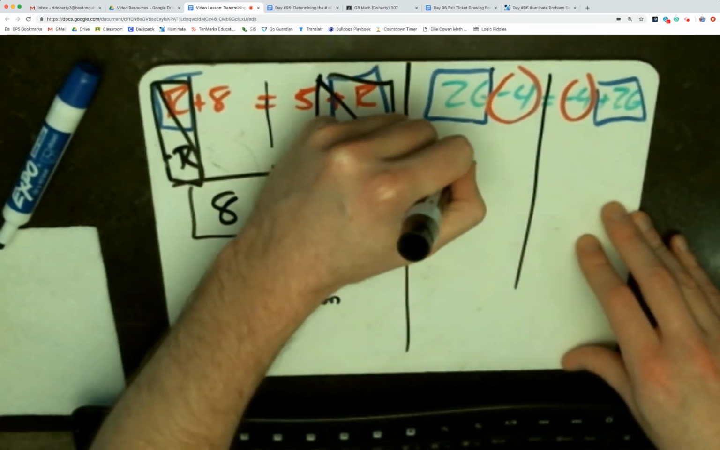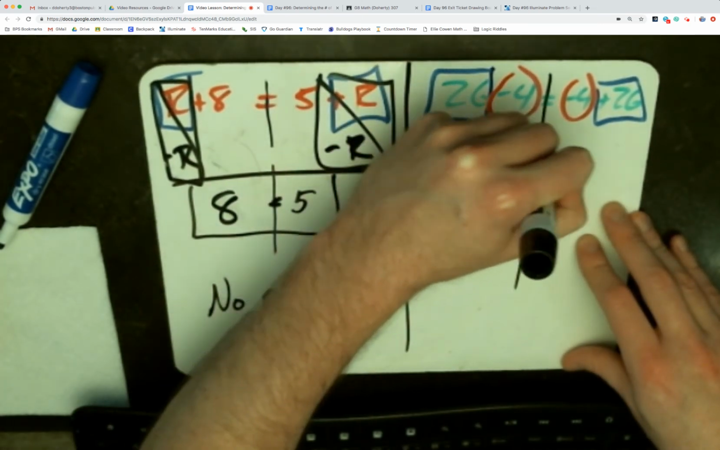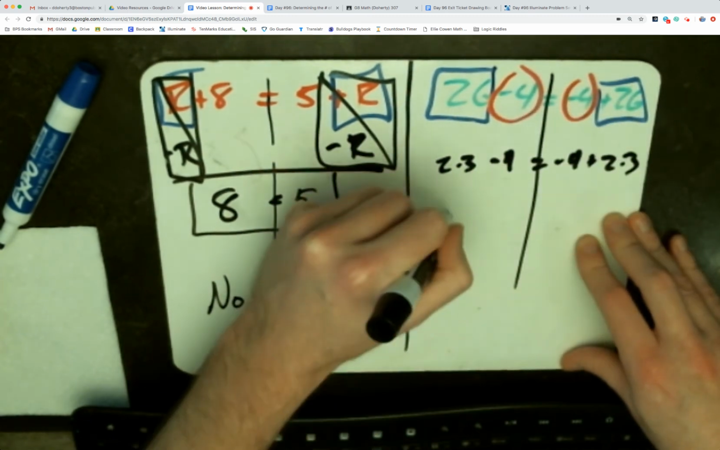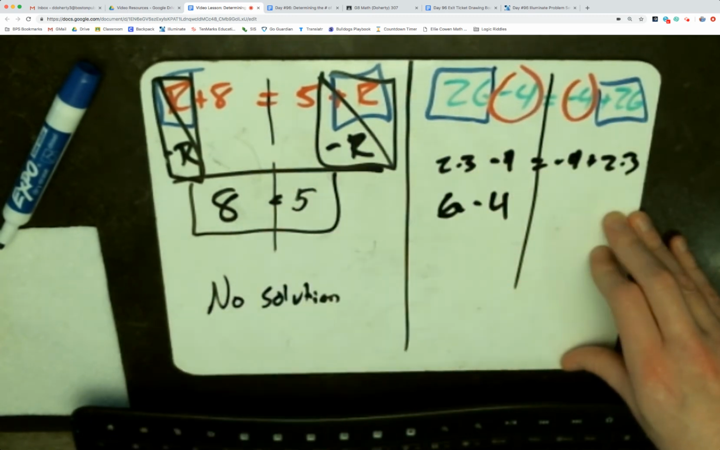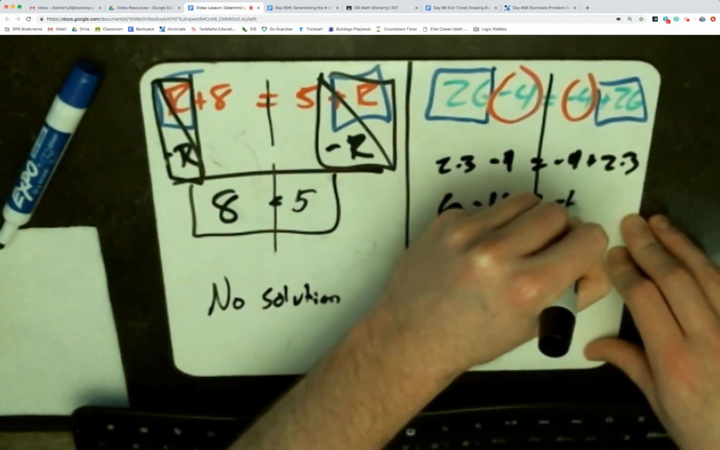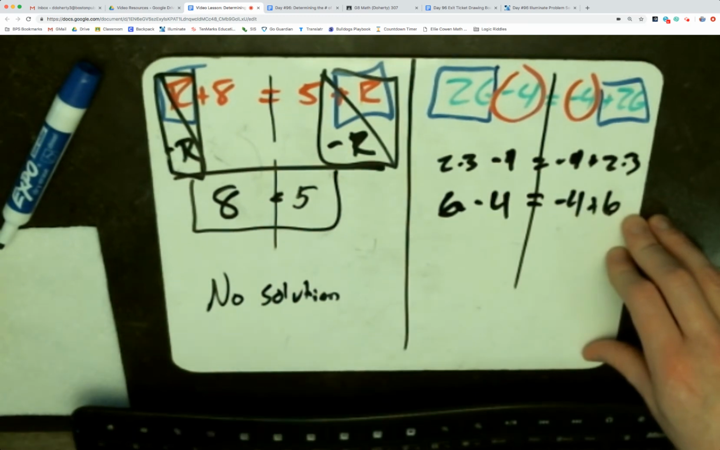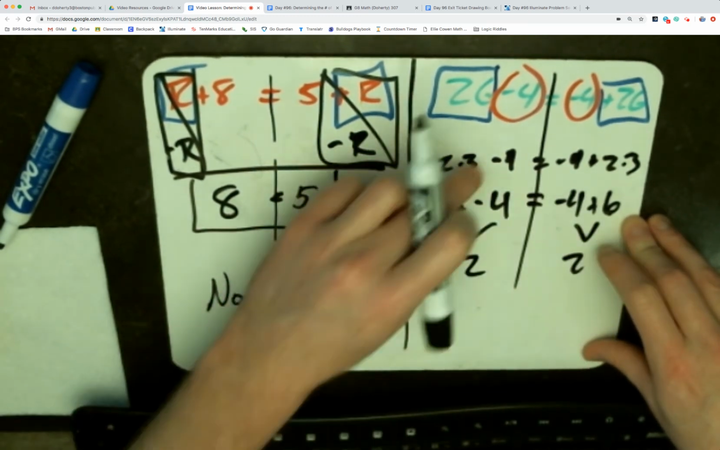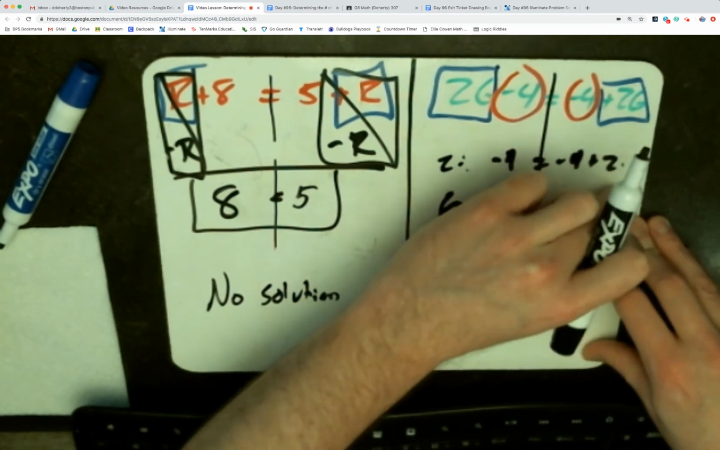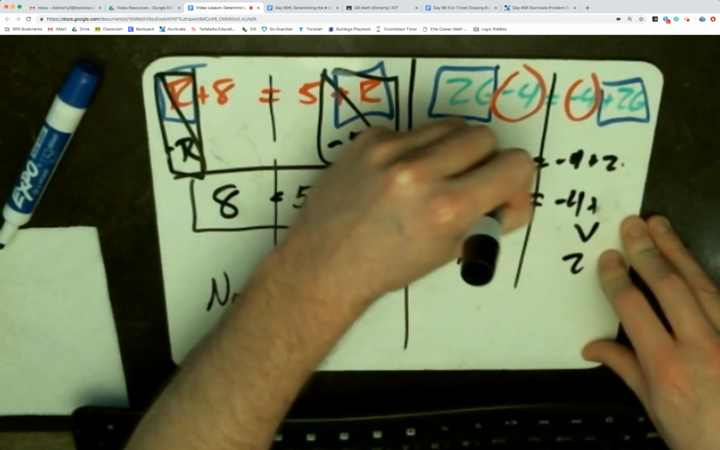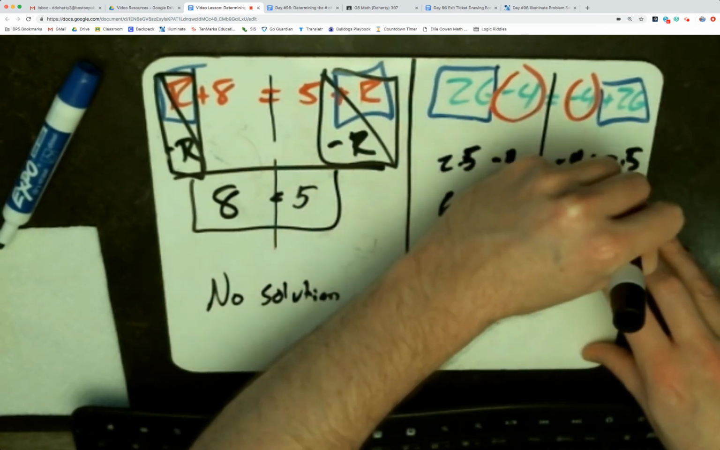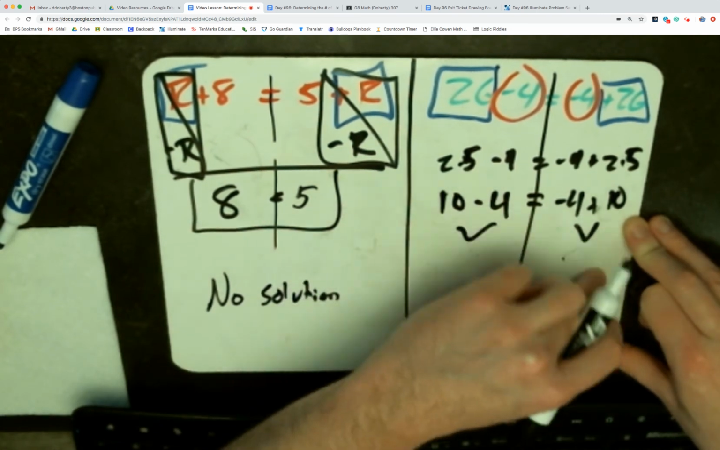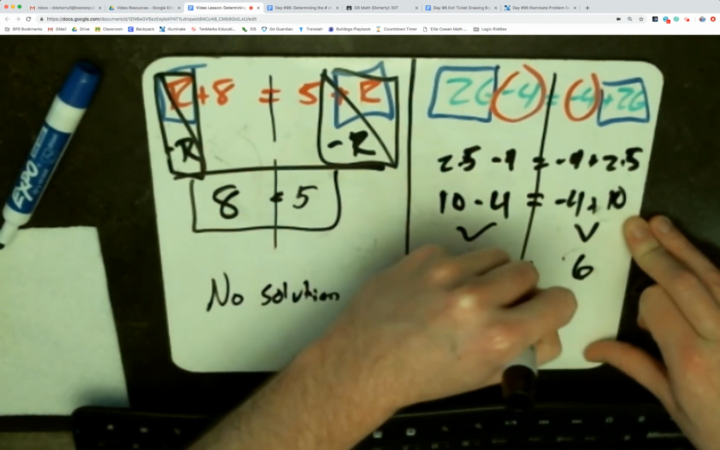If I pick 3 for g, 2 times 3 minus 4 equals negative 4 plus 2 times 3. That's going to work because 6 minus 4 is the same exact thing as negative 4 plus 6. They're both going to give us positive 2. I could make g equal to 5, and then I would just be getting 2 times 5 on both sides, so we'd get negative 4 plus 10 on the right side, and 10 minus 4 on the left side. Both of those would add up to make 6 equals 6.